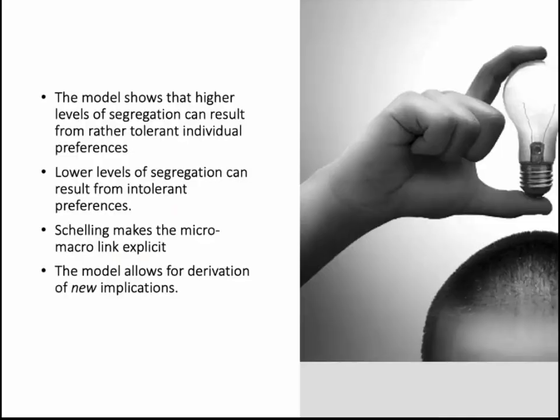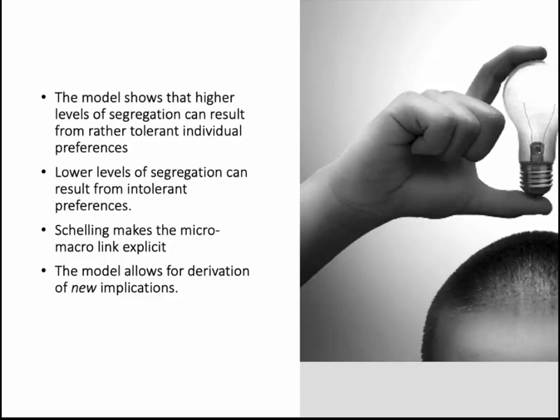This model shows that higher levels of segregation can result from rather tolerant individual preferences. People are fine with only a third of similar people around them, but the world that they end up in is far more segregated than that. At the same time, I showed you this really weird thing, that lower levels of segregation can result from intolerant preferences. So people are more racist, and suddenly the world becomes more integrated. It's really weird. Don't quote me on that. That's not a recommendation I'm making. It's just how the dynamics of this game play out.